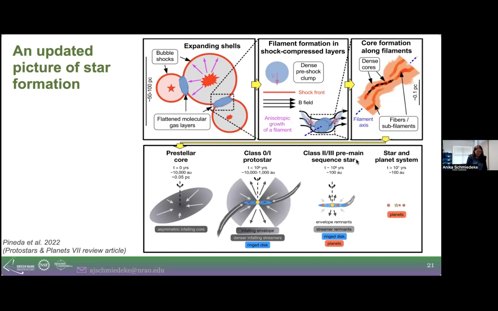If you ever want to read more, there's the great Protostars and Planets conference that happens every 5 or so years if there's no pandemic. And these are nice review articles for everything in star formation, and specifically for the filamentary streamer things. Jaime Pineda and collaborators wrote a good review article on this.